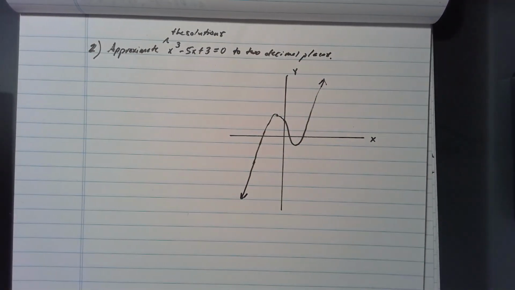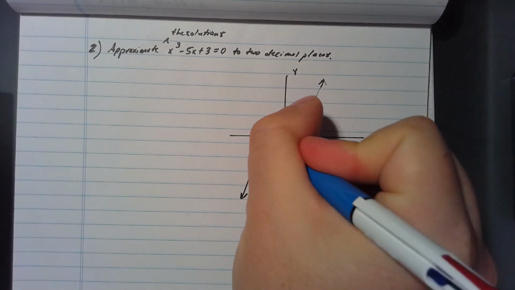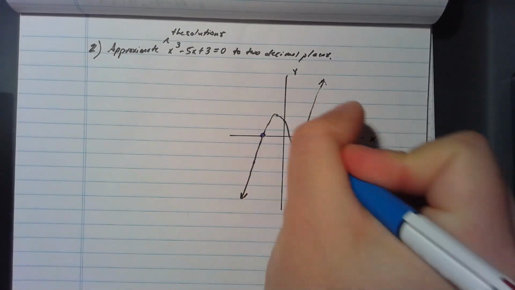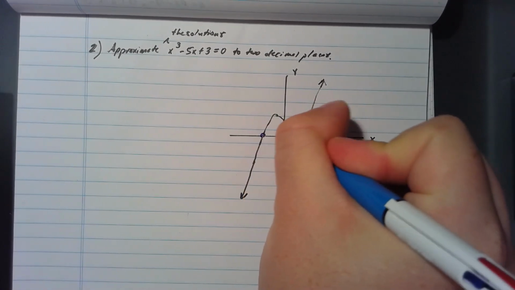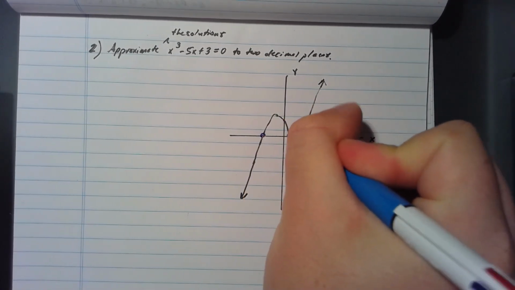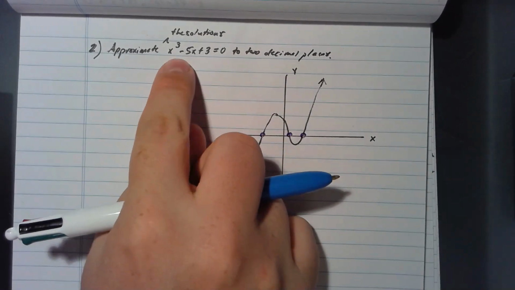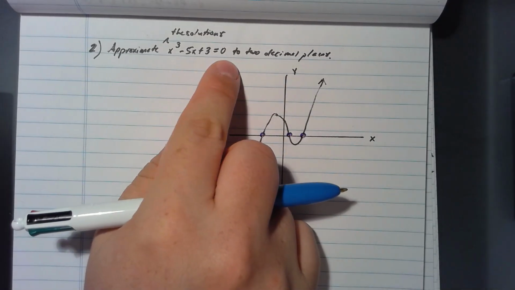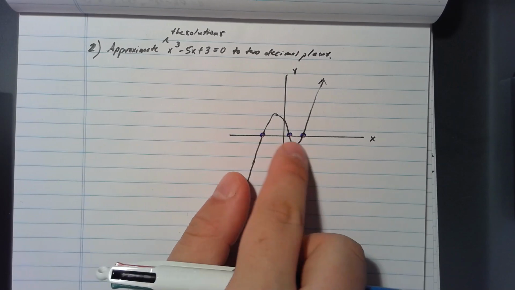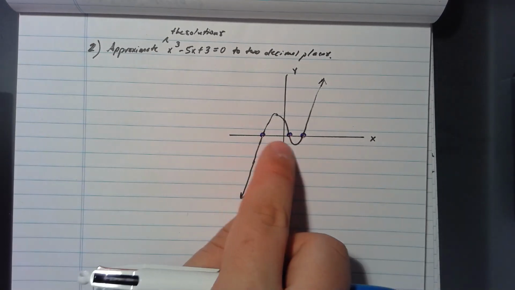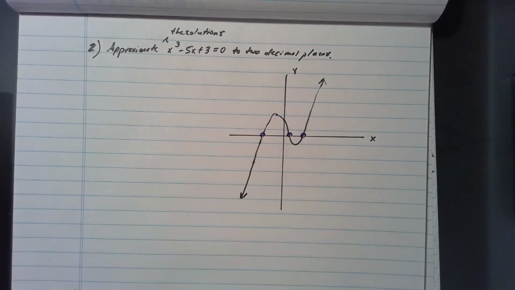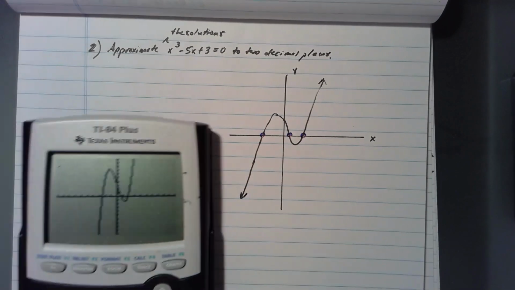Alright, so we're trying to find these particular values. This one, and this one. We're trying to find the values where this equation equals 0. Well, those are the points where it crosses the x-axis. So there's 3 of them. So there's 3 solutions to this equation.